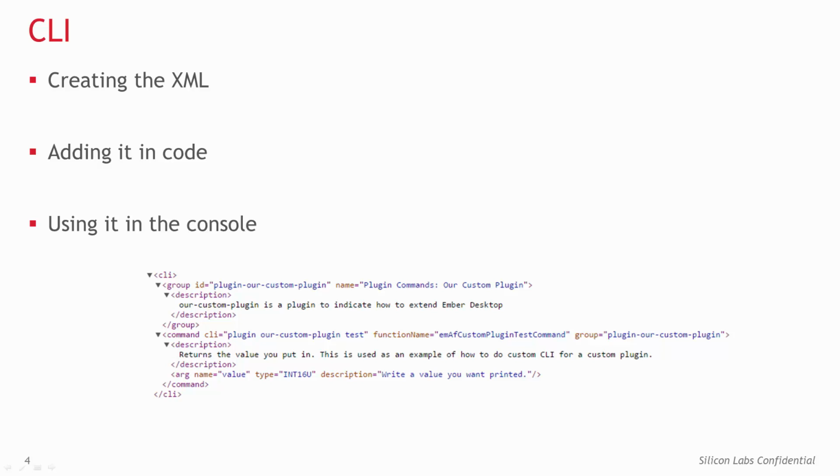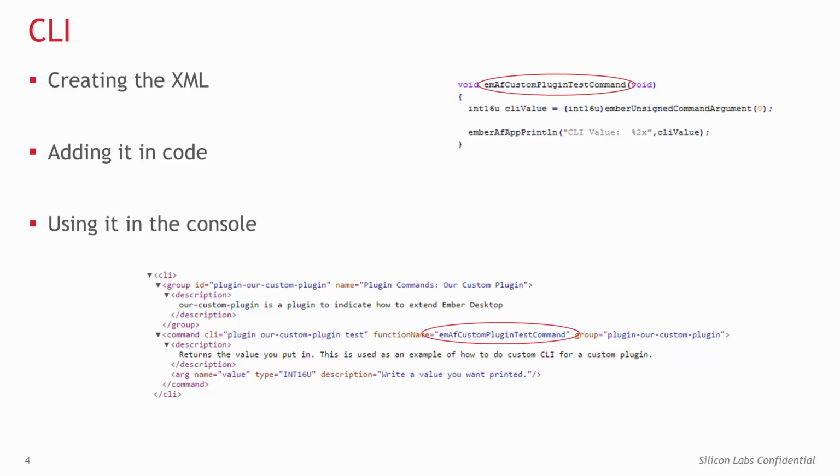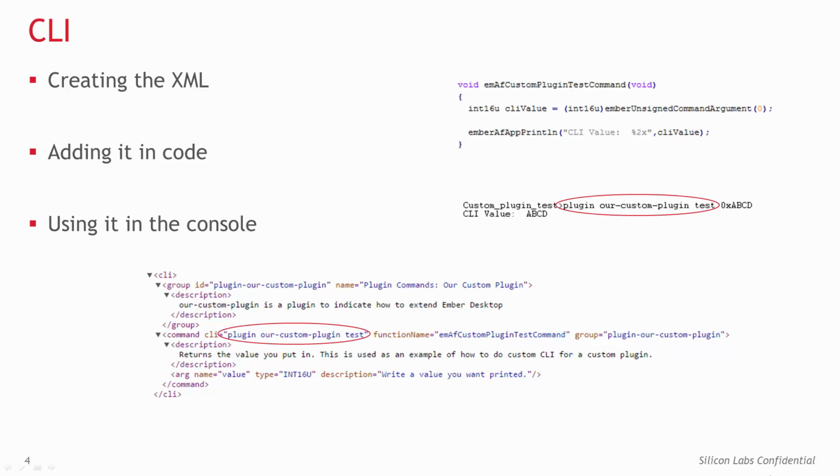Once you have created your CLI.xml, you can add code to your source file. The source code will use the function name based on what you used in the .xml file. The function emberUnsignedCommandArgument is used to obtain a value based on the argument's index corresponding to the CLI command. When typing in our command to the console, the command name is based on what we put into the XML. It then executes whatever code is in our function.